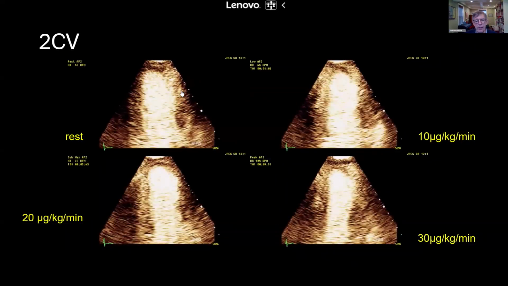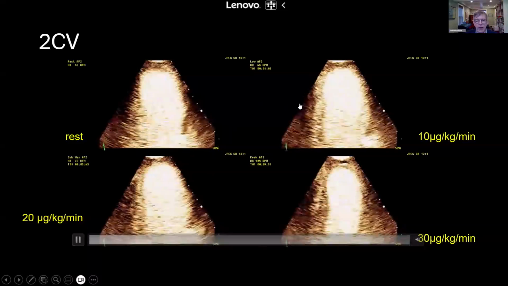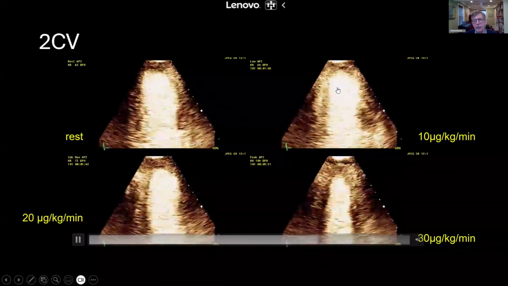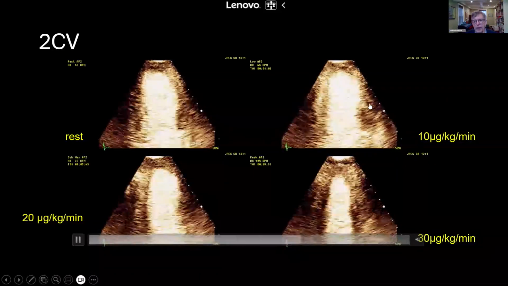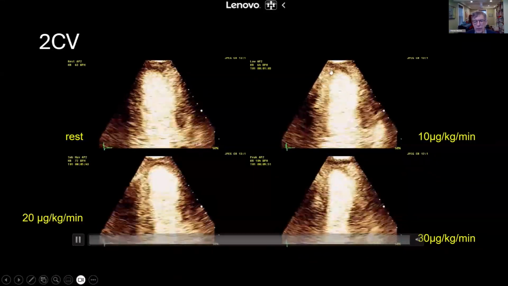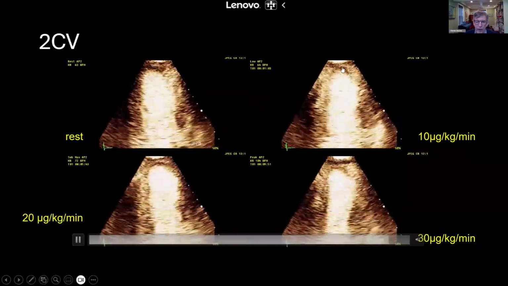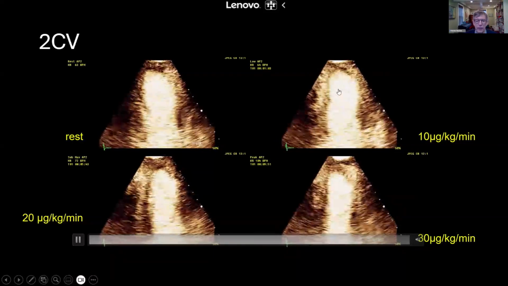Here is something you have to be aware of, particularly during stress. When you use this sensitive high MI modality for your stress echocardiogram, you may also get an enhancement of the signals in the myocardium, which you can use for additional assessment of wall motion and of perfusion, but this is not the topic.